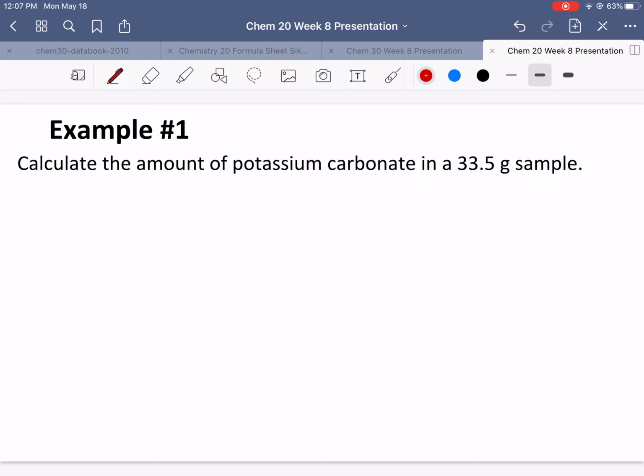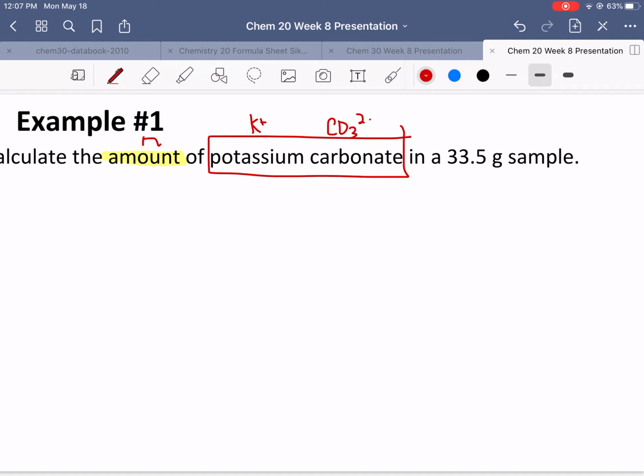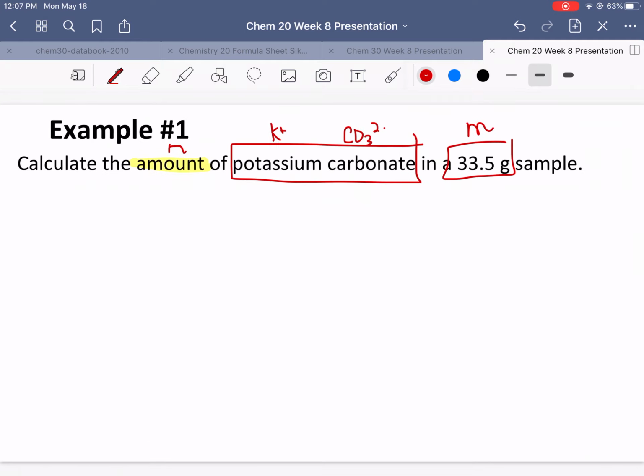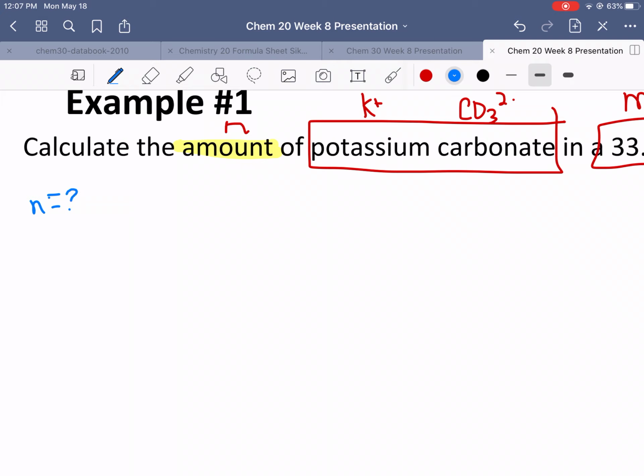Example 1, calculate the amount. Remember what I said, amount references number of moles. That's an N. What is it an amount of? Potassium carbonate. That's key, an ionic compound with potassium ion and carbonate CO3 2 negative anion. A 33.5 gram sample. Grams, guys, you've been given a mass. So the whole goal of this question is we're looking for N. N is equal to what? How do we go about this?